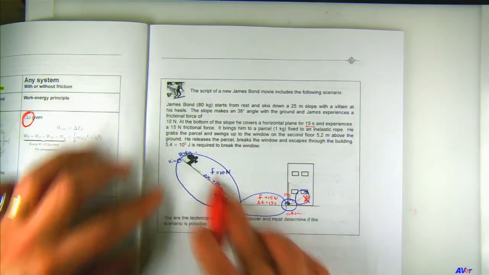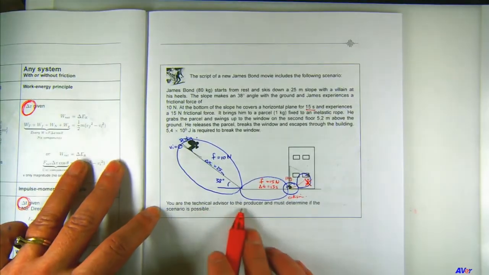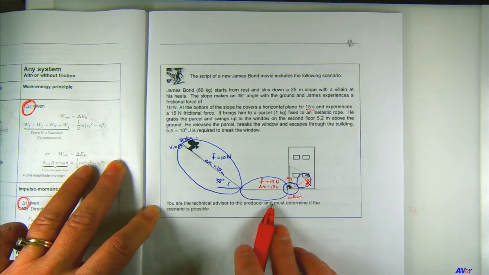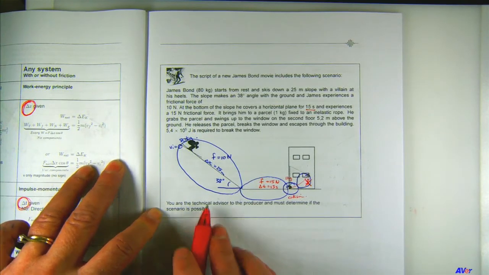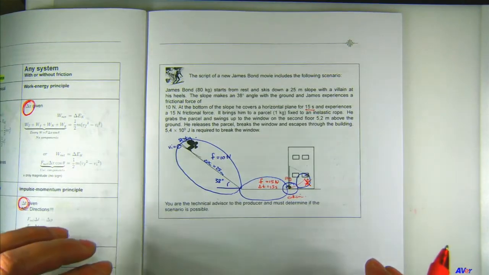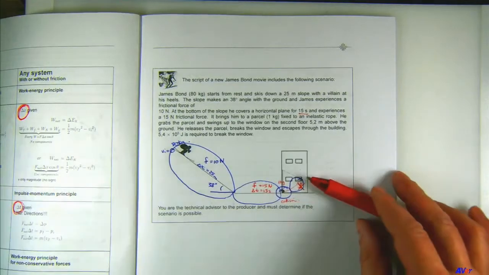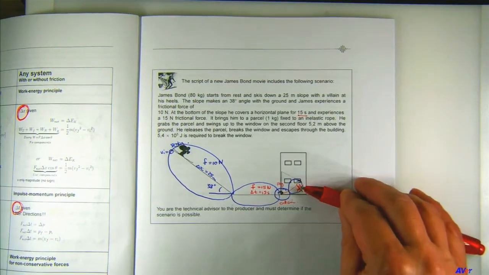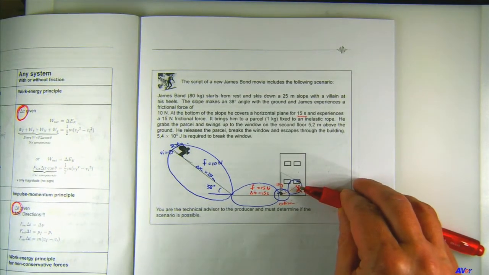And now the big question. You are the technical advisor to the producer, and you must determine if this scenario is at all possible. Okay. So what do you want to know? You actually want to know what is his velocity there at the end so that you can work out his kinetic energy.